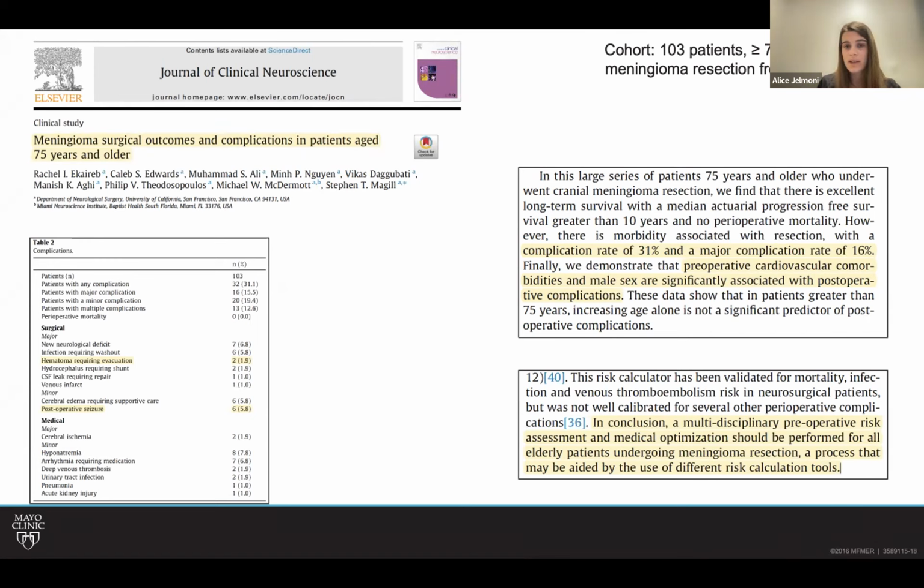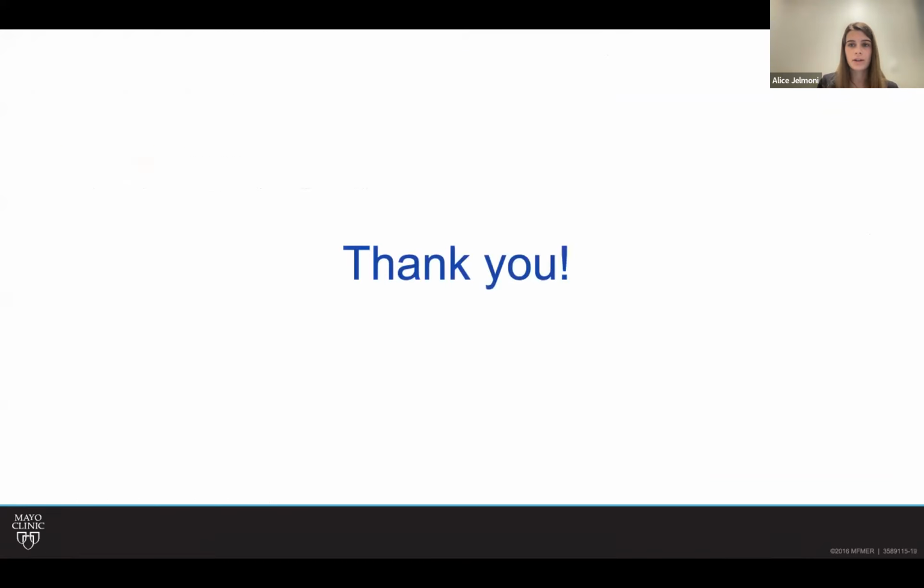So you can see that 30% of these patients suffered a complication, and that preoperative cardiovascular comorbidities and male sex were significantly associated with postoperative complications in the study. And actually, the study identified cardiovascular comorbidities to be the most important risk factors for postoperative complications. And so their conclusions were that preoperative risk assessment and medical optimization should be performed for all elderly patients undergoing meningioma resection. Thank you very much.